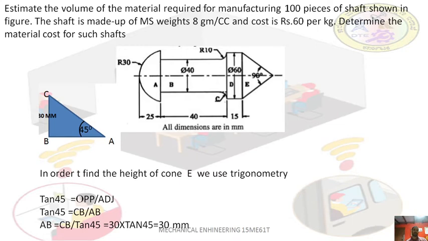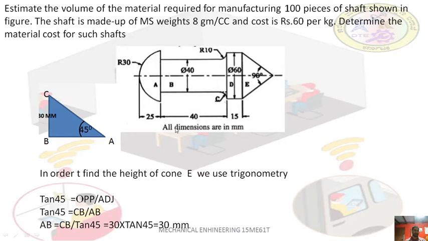So the figure shows one shaft, the dimensions of the one shaft. We need to manufacture 100 pieces of such a shaft, whose density is 8 grams per cc and the cost is 60 rupees per kg. In order to find the cost of 100 pieces of shaft, you have to find the cost of each piece and then multiply by 100. Before calculating the cost of one piece, you need to find the volume of this component.